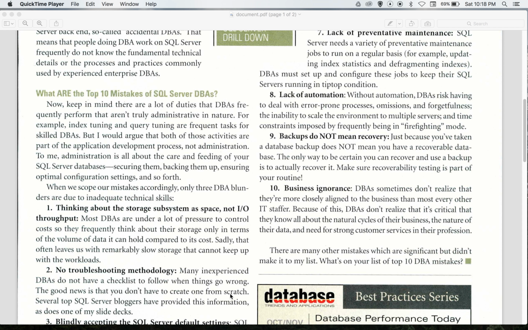Business ignorance is the last one. DBAs sometimes don't realize that they're more closely aligned to the business than most every other IT staffer. Because of this, DBAs don't realize that it's critical that they know all about the natural cycles of their business, the nature of their data, and the need for strong customer service in their profession.